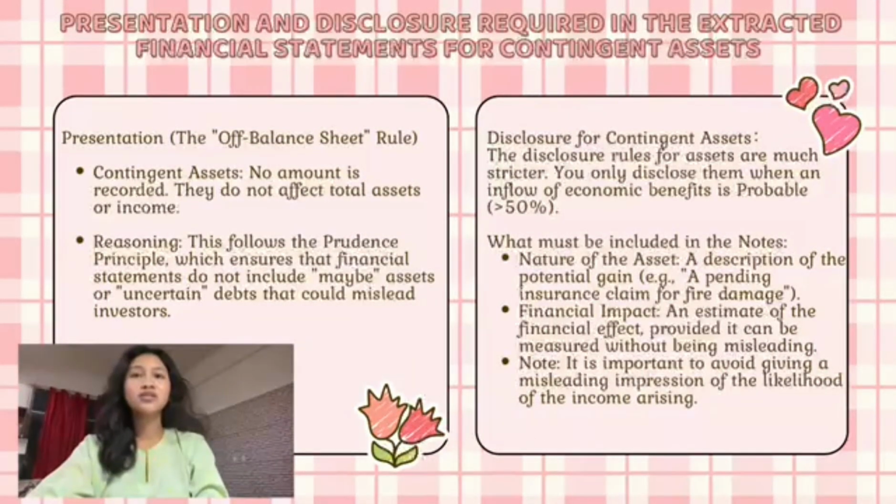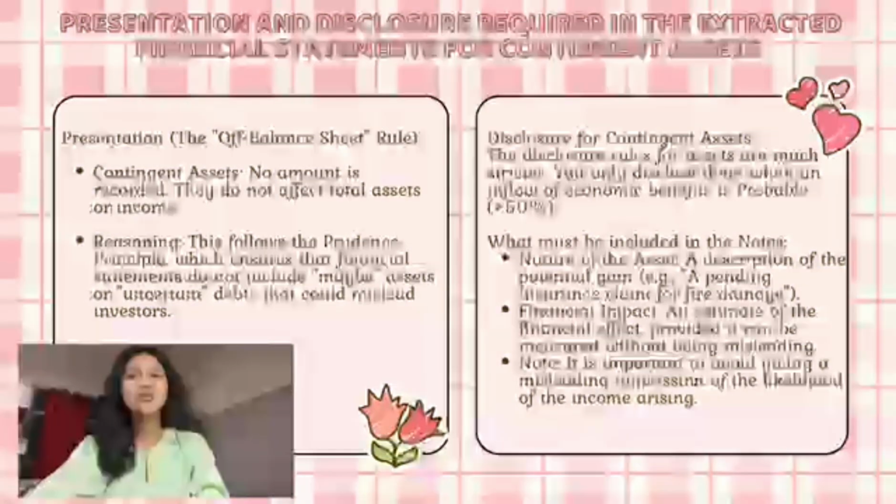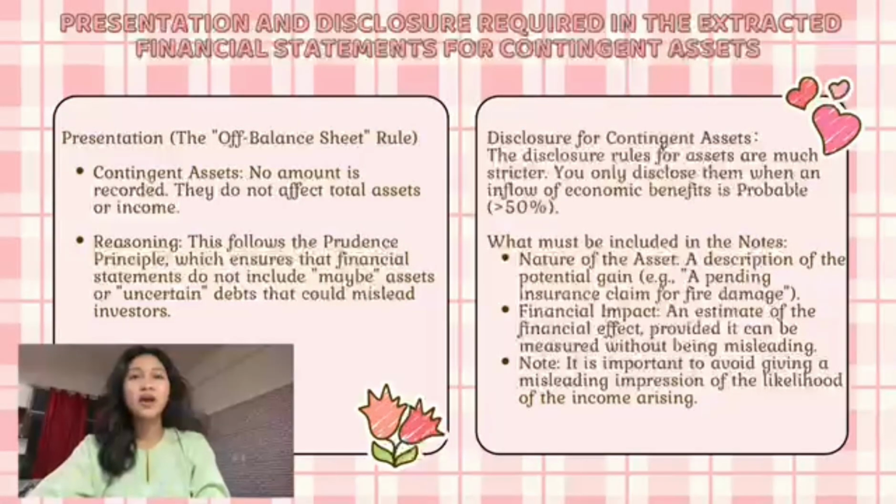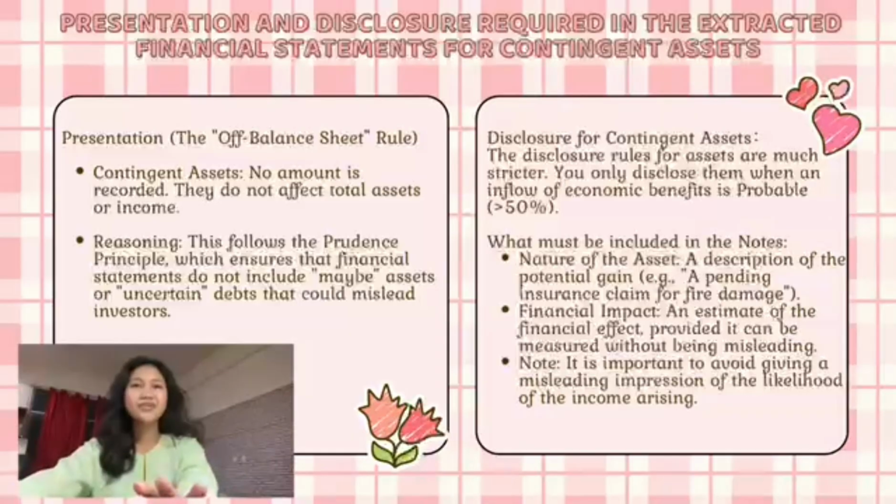Finally, let's look at contingent assets. Similar to liabilities, these follow the off-balance sheet rule. No amount is recorded, and they do not affect total assets or income. Again, these follow the prudence principle to avoid misleading investors with a maybe asset. However, the disclosure rules for assets are much stricter. You only disclose them when an inflow of economic benefit is probable, which is defined as greater than 50%.